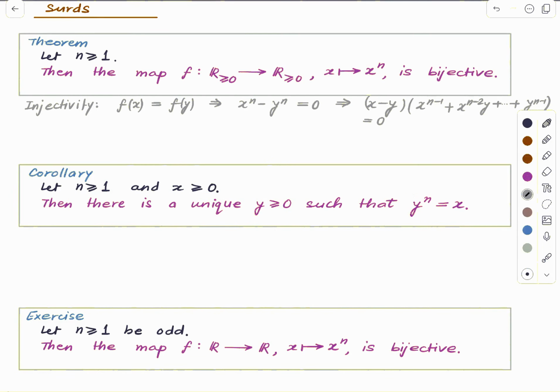And notationally, we write y as x to the power 1 by n, or we also use this notation. Okay. When n equals 2, we don't write anything. We just simply write this surd symbol, which is square root. So note that here we do need non-negativity of x to get a unique non-negative y.